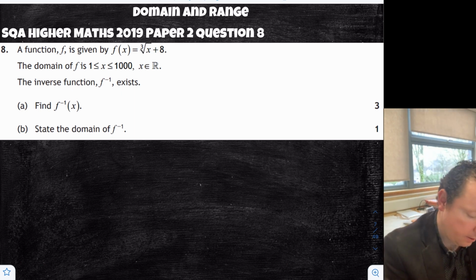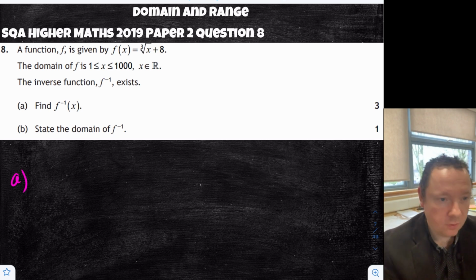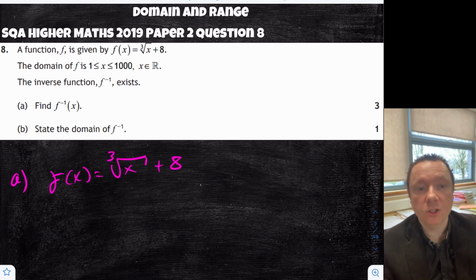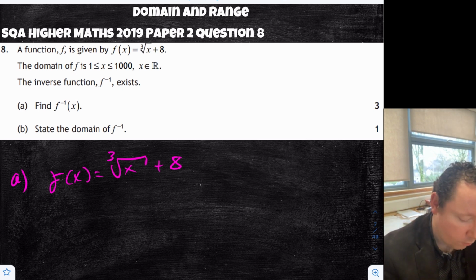So part A, we have to find the inverse function. So we know that f of x is the cube root of x plus 8. There's a number of ways to find the inverse function, but most of the time, let's just call that y.